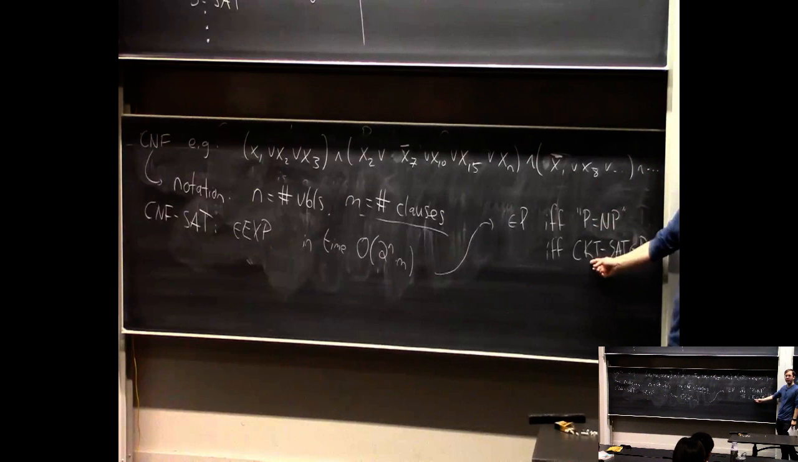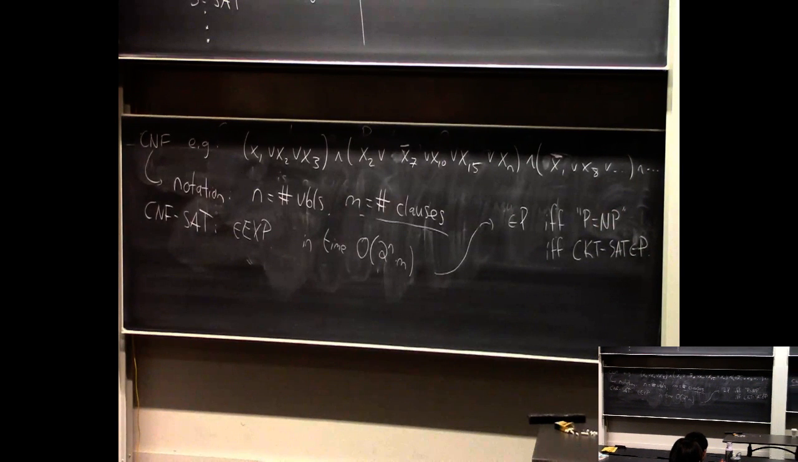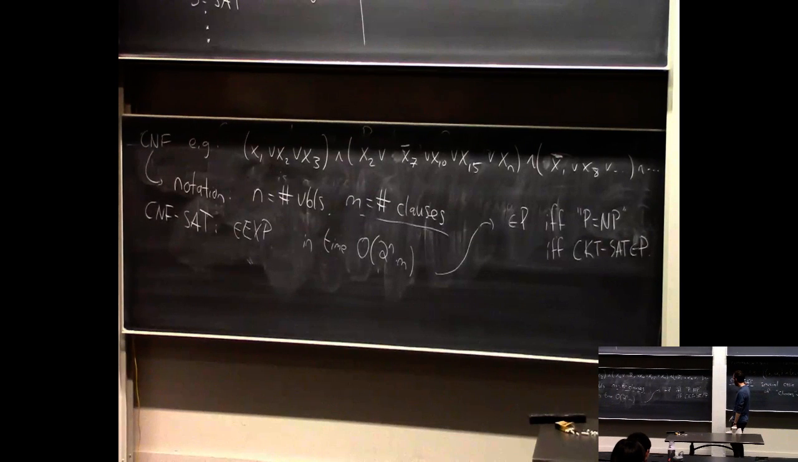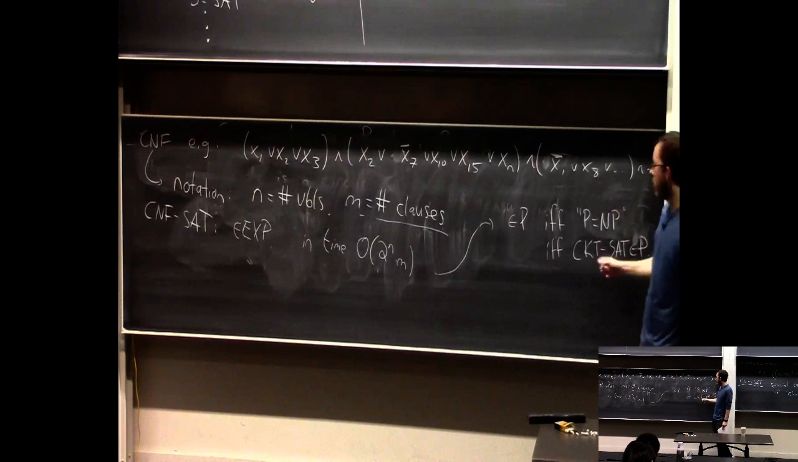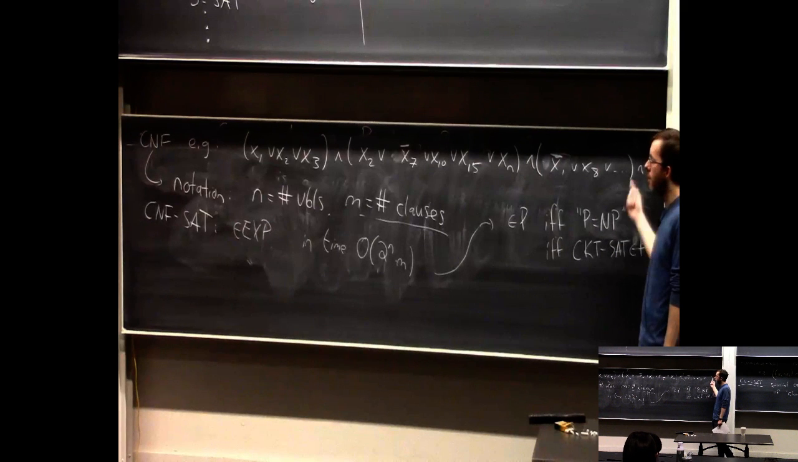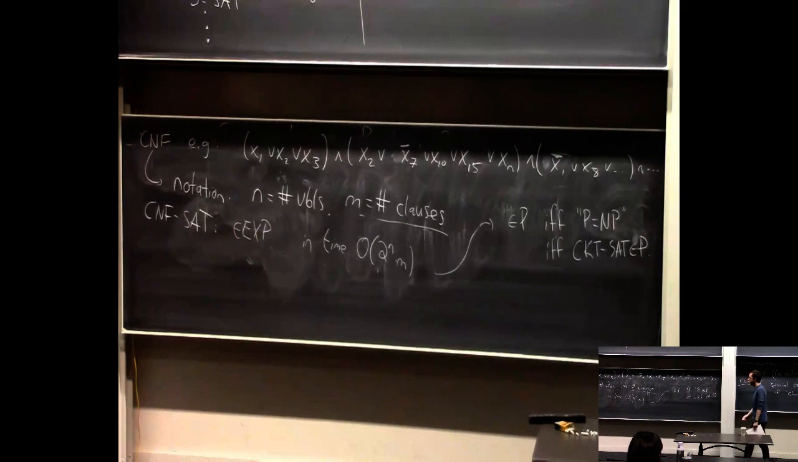That's my crazy abbreviation for circuit, CKT. It's not even a K in circuit, but there it is. Right, so again, this is really a special case of circuit SAT, basically. So of course, circuit SAT could be solved in polynomial time. This is a special case. You could also solve it in polynomial time.